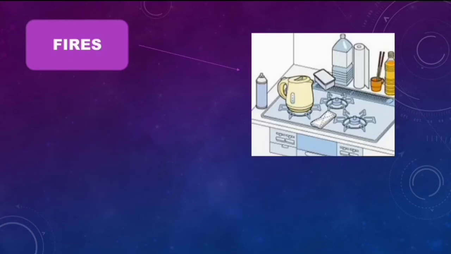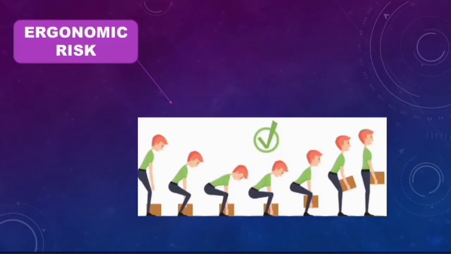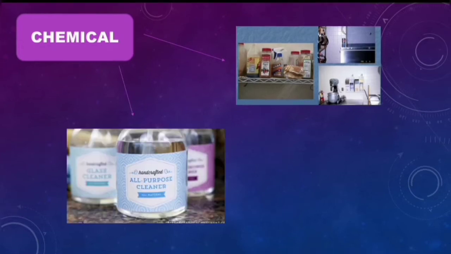How to eliminate fire? Do not put items that can easily cause fire near the stove, and do not overload electric circuits. In ergonomic risk, get the items using proper postures. In cleaning chemicals, do not place cleaning chemicals near food items, and make sure that all cleaning chemicals have a label.